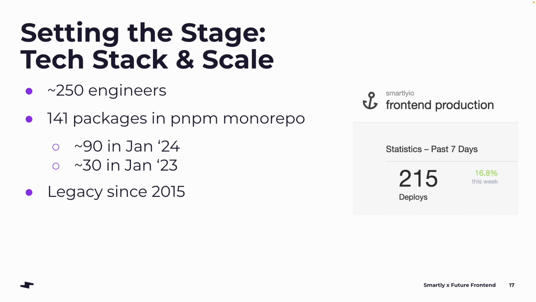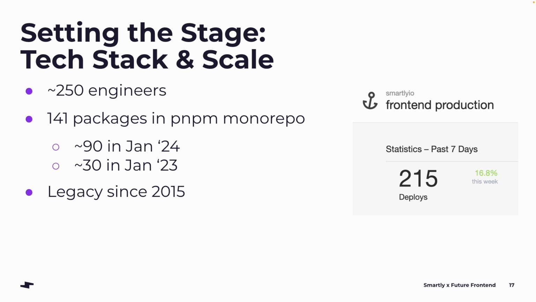Okay, a little bit about the background. At Smartly, we have around 250 engineers. Of course, not everyone works on the front-end code, but I would say maybe 100, 150, if I have to guess. And in our front-end monorepo, I checked today that we have 141 packages. A year ago, there were 90, and 2 years ago, there were only 30 packages. So it's been growing super fast, partly because of this monorepo migration, where we are moving these packages from micro front-ends into this monorepo.